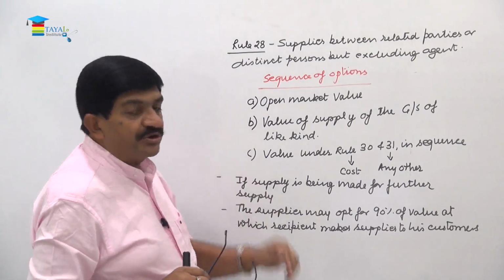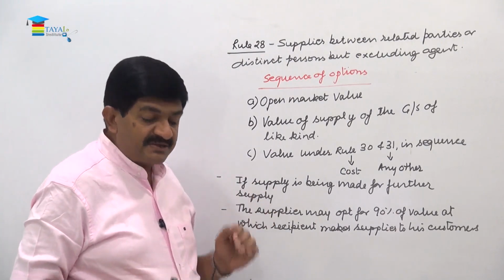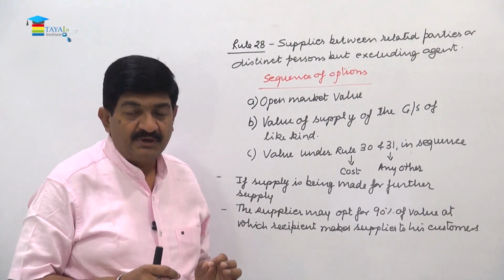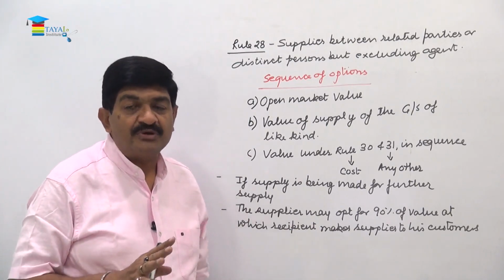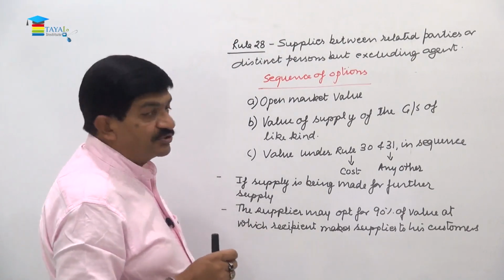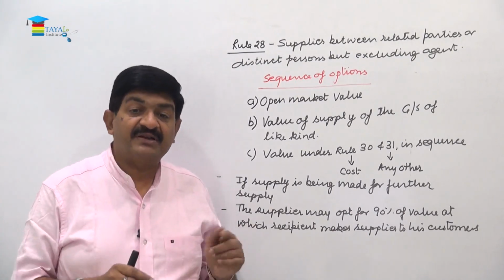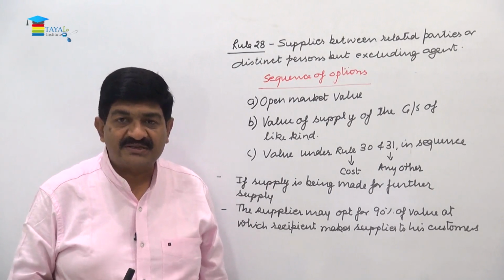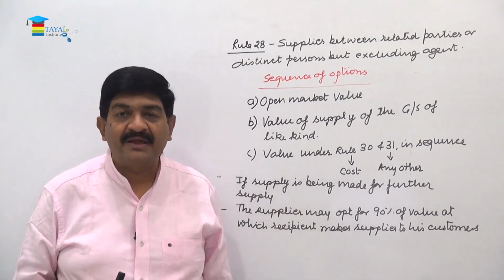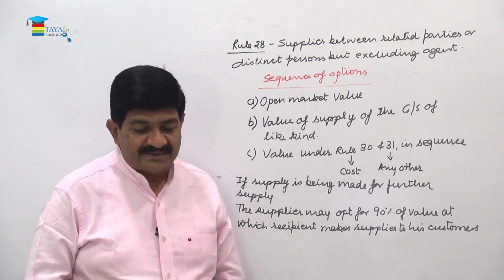Now another thing mentioned in rule number 28 is that if the recipient is eligible to avail input tax credit, then whatever is the value shown in the invoice, that is acceptable as the correct value. So that is also a part of rule number 28. That is subject to the recipient being eligible to avail input tax credit. It means if it is made for a further supply, right? So whatever value is shown in the invoice is also acceptable.